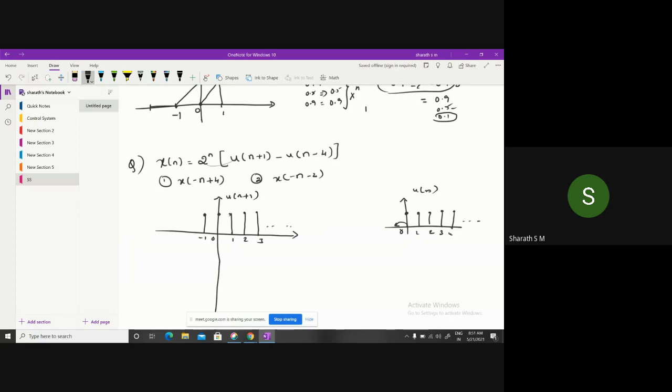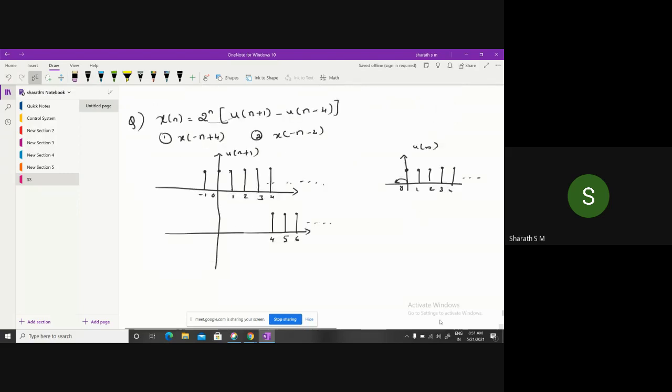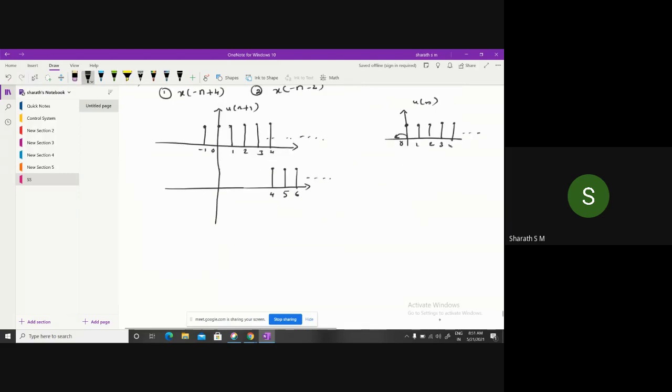Afterwards, u of n minus 4 has plus 4 in the shift. The signal starts from 4 to infinity: 4, 5, 6, up to infinity. So here also we have a signal from 4 to infinity. This is u of n minus 4. So these two we need to do the subtraction operation.